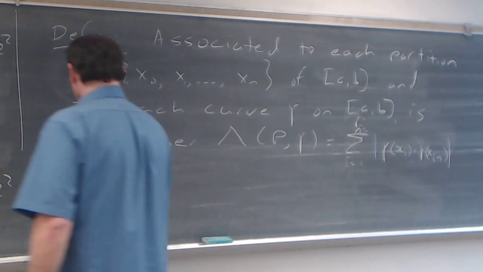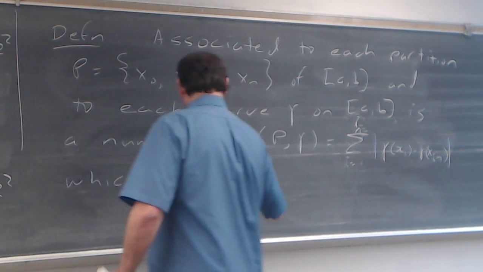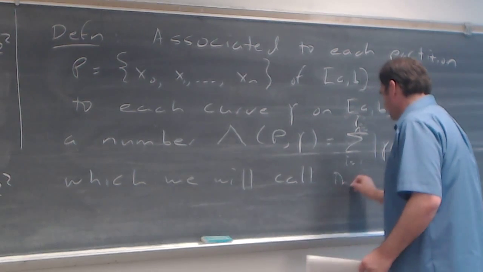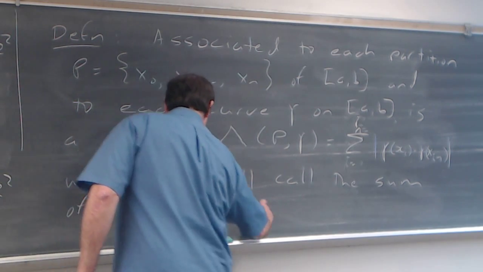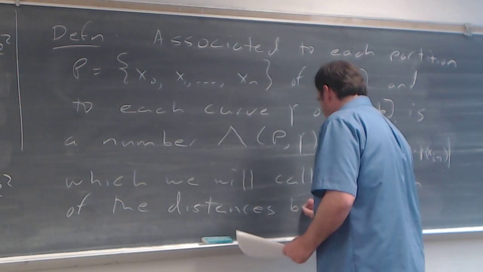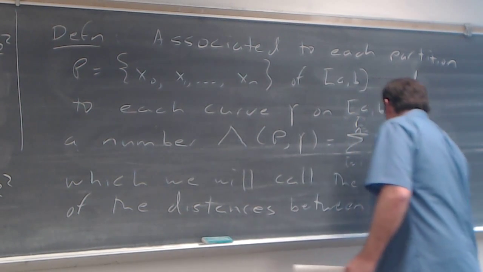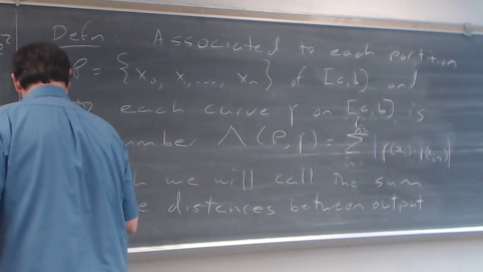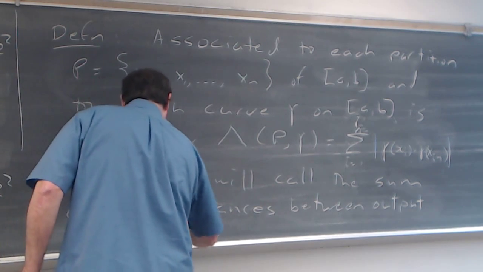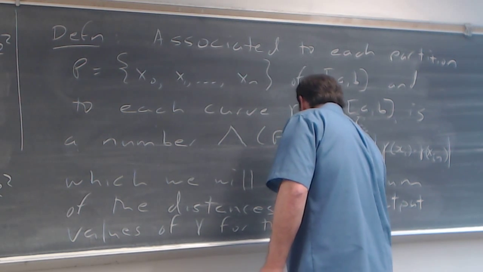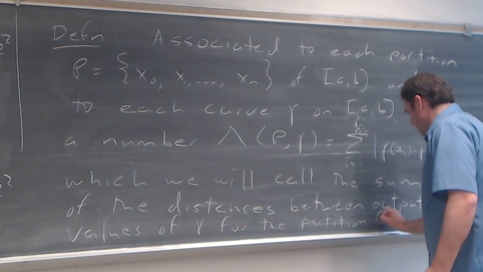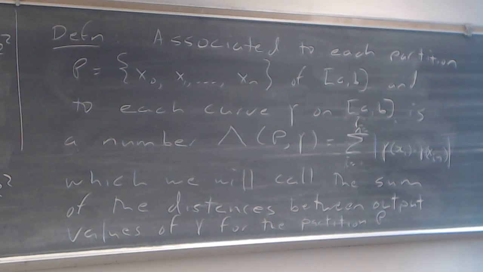Which we will call the sum of the distances between output values of gamma for the partition P. And what we're going to work towards is trying to get the length of the curve. And so this is our definition for the length of the curve, in some sense, with respect to the partition that's given to us.